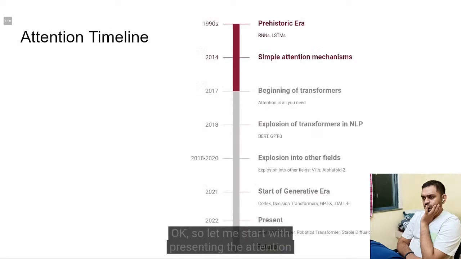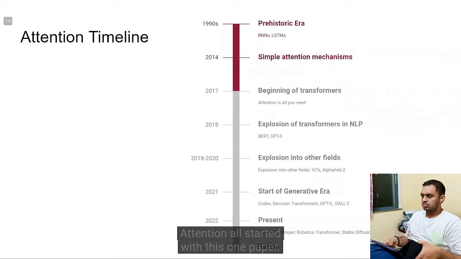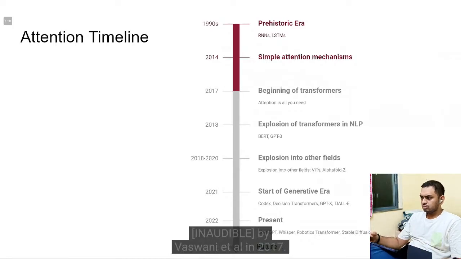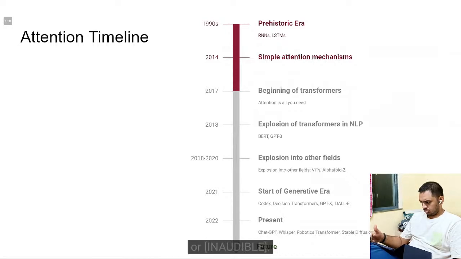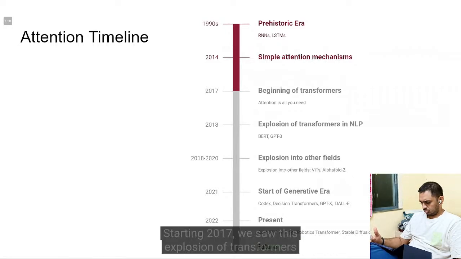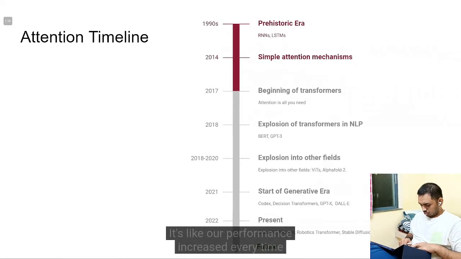Okay, so let me start with presenting the attention timeline. Attention all started with this one paper, Attention Is All You Need, by Vaswani et al. in 2017. That was the beginning of transformers. Before that, we had the prehistoric era, where we had models like RNNs, LSTMs, and simple attention mechanisms that didn't work or scale up. Starting in 2017, we saw this explosion of transformers into NLP, where people started using it for everything. I even heard this quote from Google: "Our performance increased every time we fired a linguist."